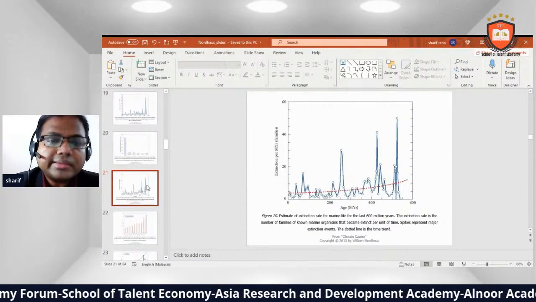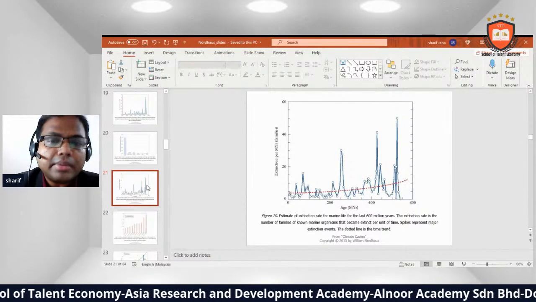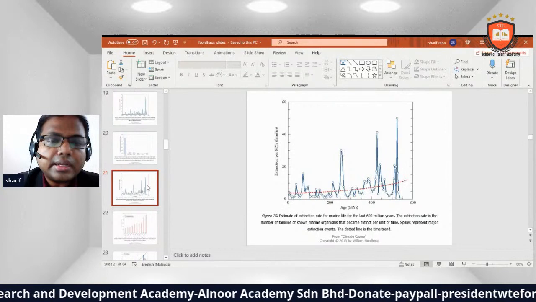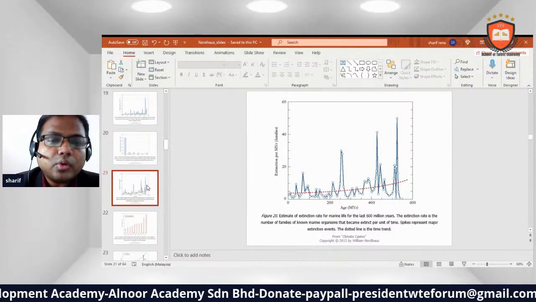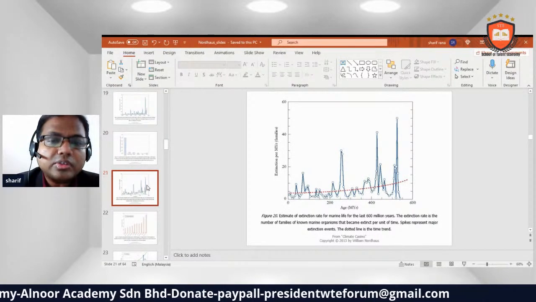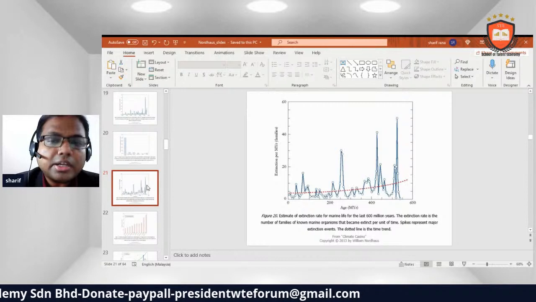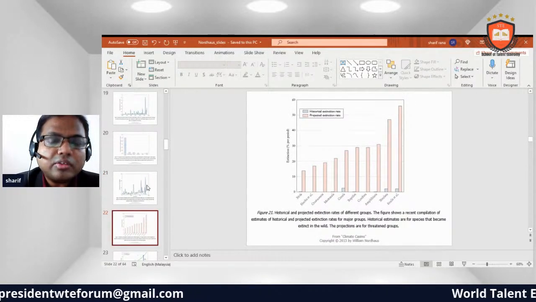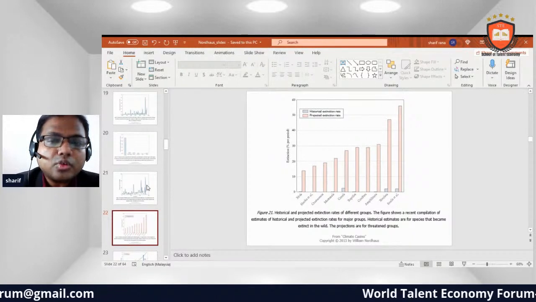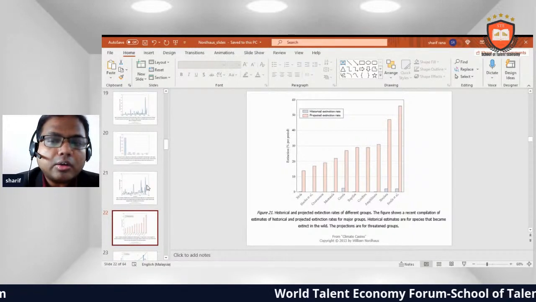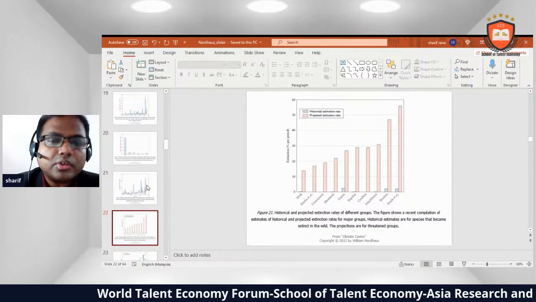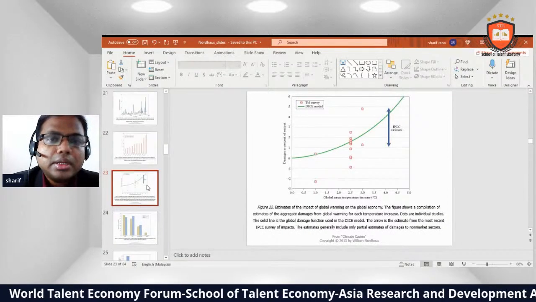Estimate of the extinction rate for marine life for the last 600 million years. The extinction rate is the number of families of marine organisms that become extinct per unit of time. Historical and projected extinction rates of different groups. The figure shows a recent compilation of the estimates of historical and projected extinction rates for the different groups.